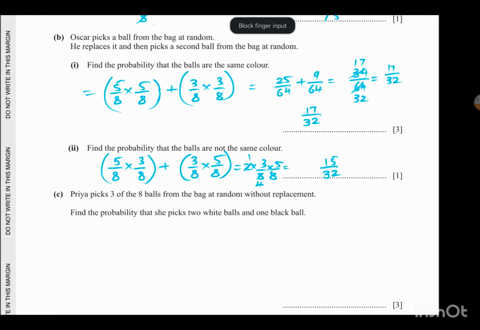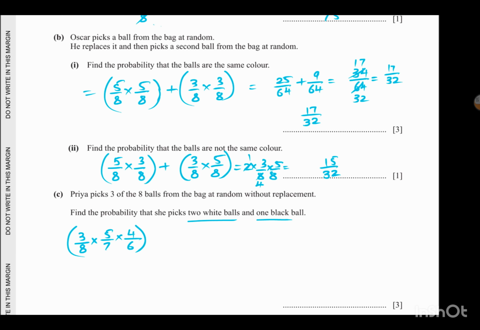Now C. Priya picks 3 of 8 balls from the bag at random without replacement. Find the probability that she picks 2 white balls and 1 black ball. Now the main thing you have to notice is without replacement, the denominators will change, and there are 3 balls picked in which 2 are white and 1 is black. So if you take first black ball, it is 3 by 8, and then it is 5 by 7, and then it is 4 by 6.